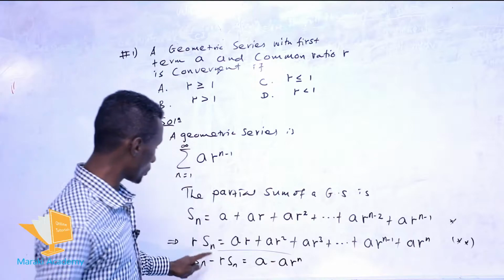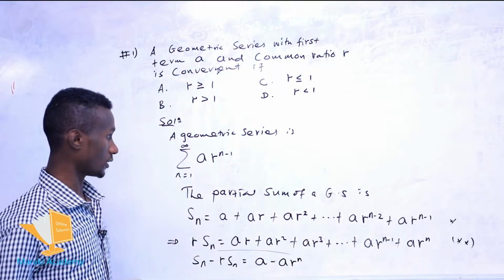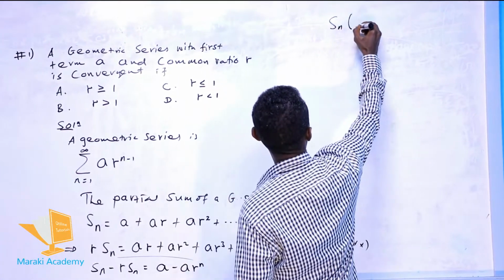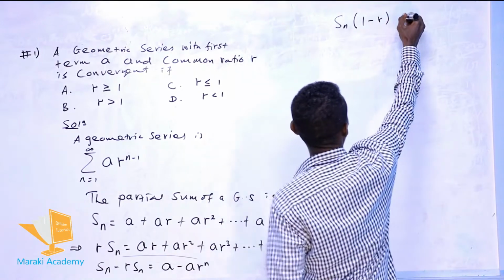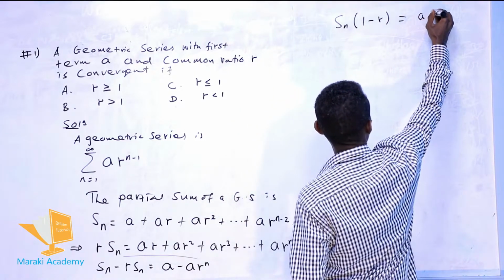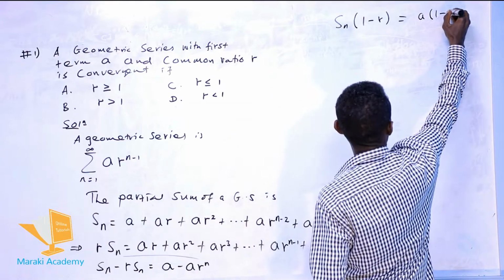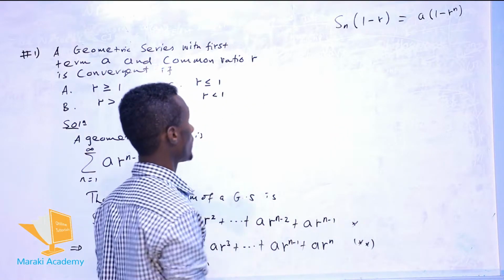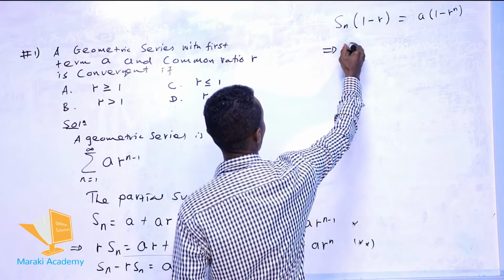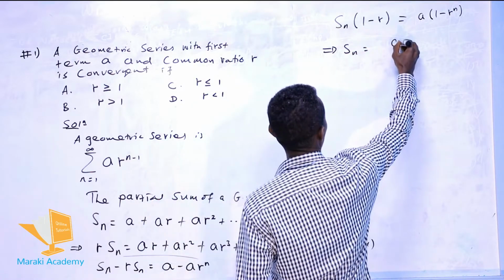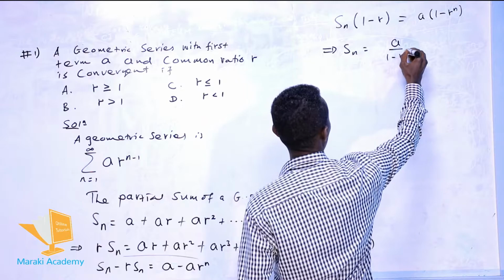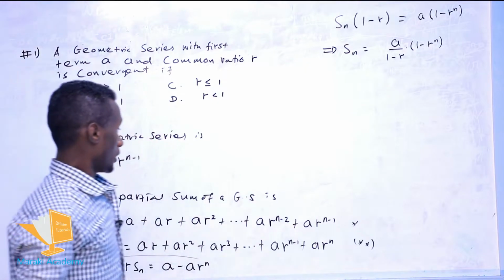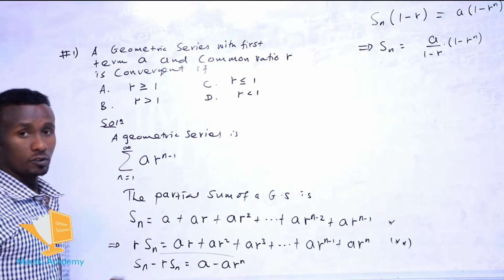Now we need to determine the partial sum Sn. When we take the common factor, Sn times 1 minus r is equal to a times 1 minus r raised to n. Then when you divide both sides by 1 minus r, we get a over 1 minus r times 1 minus r raised to n. This is the partial sum of a given geometric series.